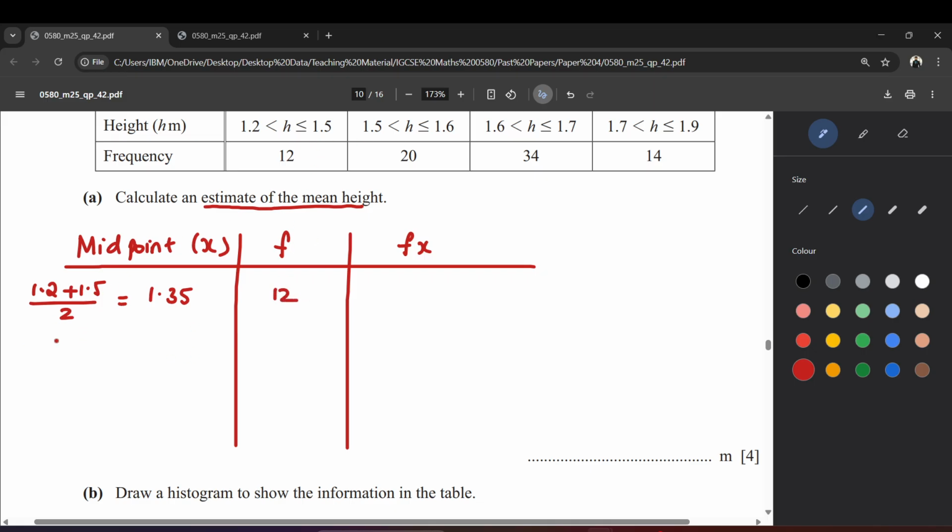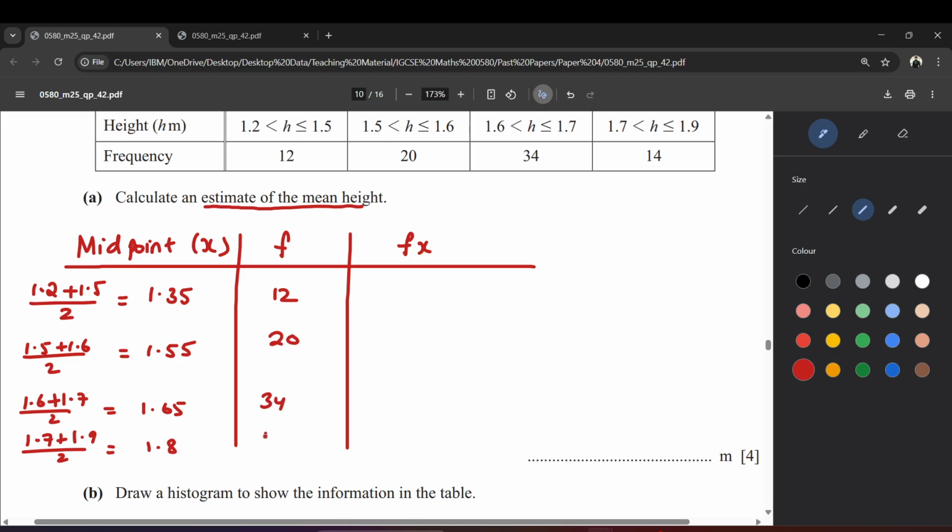The second one is 1.5 and 1.6. So we know that that should be 1.55, but show it. Then the third one is 1.6 plus 1.7 upon 2. That should be 1.65. And the last one is 1.7 plus 1.9 upon 2. That will be 1.8. Write the frequencies. This is 20, this is 34, and this is 14. So the sum of frequencies is 80, what we have worked out over here.